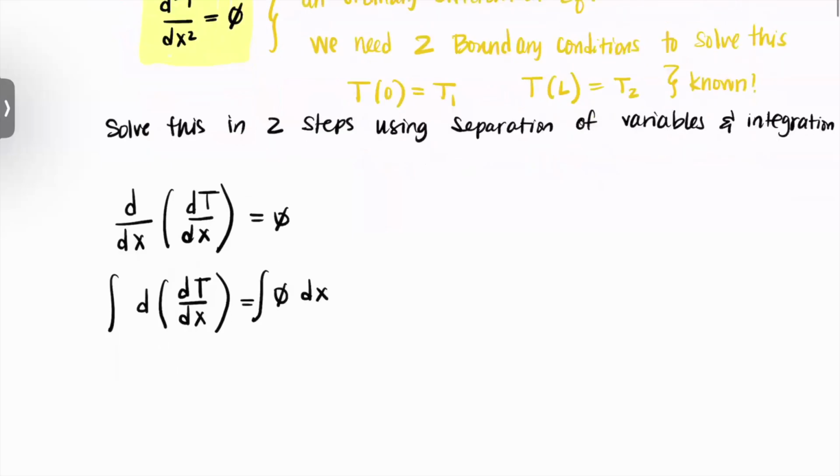What is my integral of my left-hand side? Don't panic. This is the same thing as if I had the integral of dy, I would just get y, right? So my integral of d(dT/dx) is just dT/dx. So I keep this around. And then if I integrate 0, I get a constant, right? So I just have a constant.